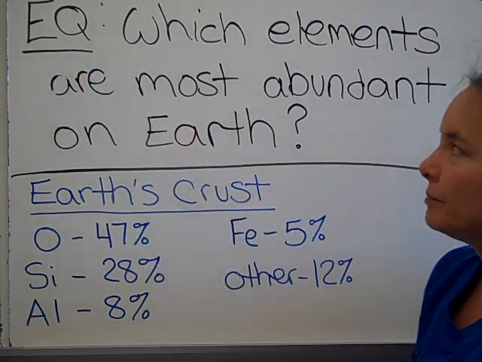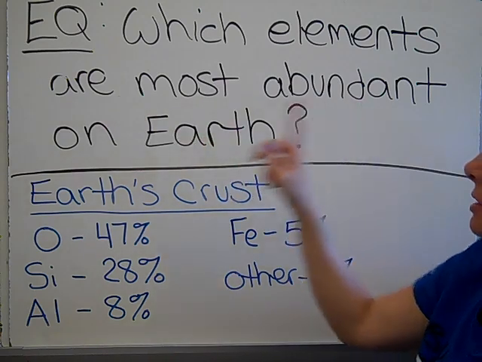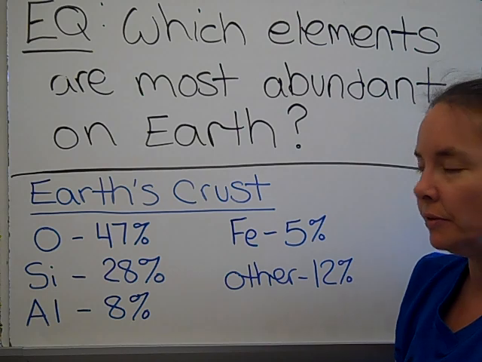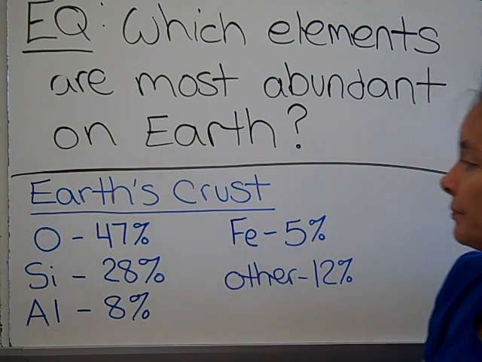The essential question: which elements are most abundant on Earth? So which ones do we find the most of here on Earth? I'm going to start out with Earth's crust.